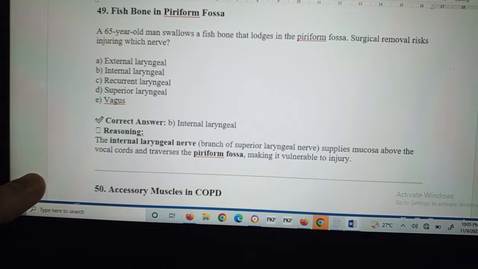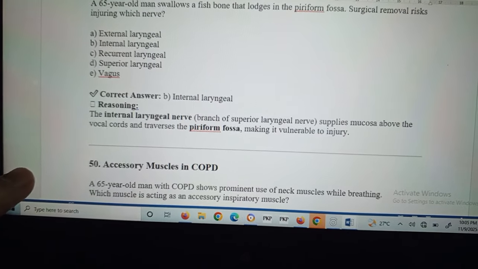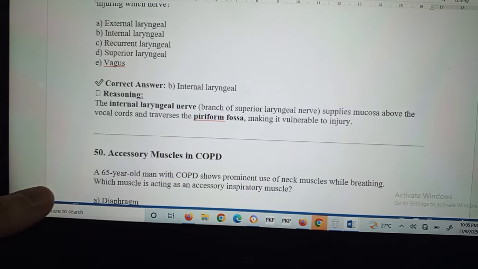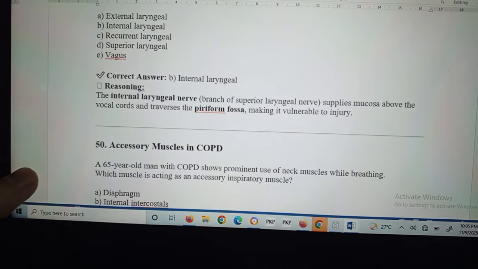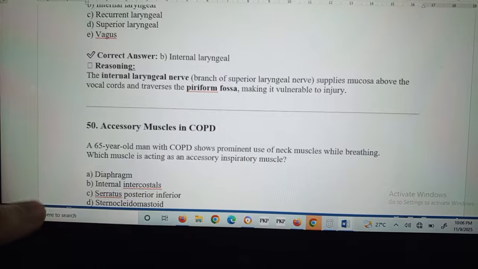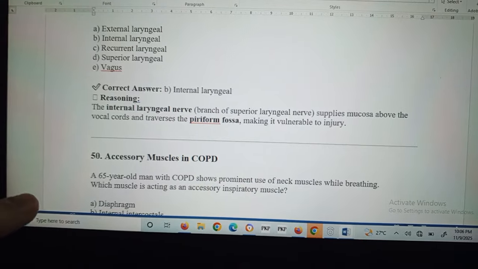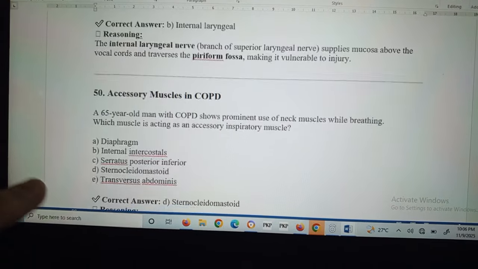Surgical removal risks injuring which nerve? Internal laryngeal nerve. The internal laryngeal nerve supplies the mucosa above the vocal cord and traverses the piriform fossa, making it vulnerable to injury. Now you need to learn that whenever there is injury in the piriform fossa, the internal laryngeal nerve is at risk.